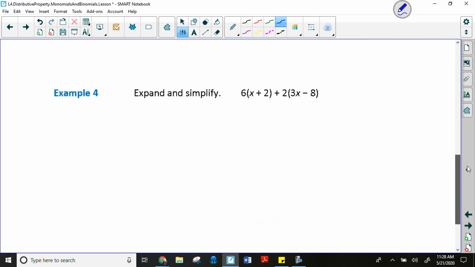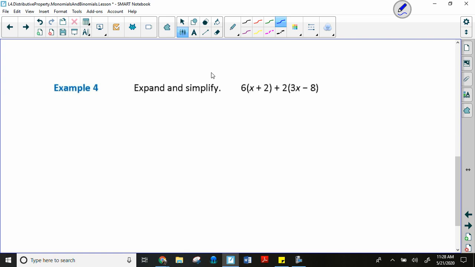Wow. Expand and simplify. So what this wants you to do is it says do the arrows. Do the expanding part. This is your arrow business. But then put things together. This is like terms. So let's see what happens when we do this. Where are my arrows?